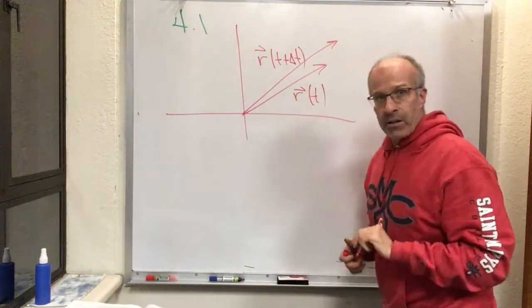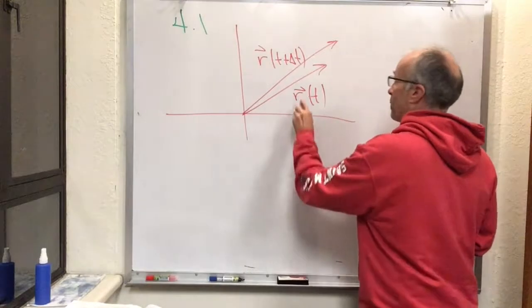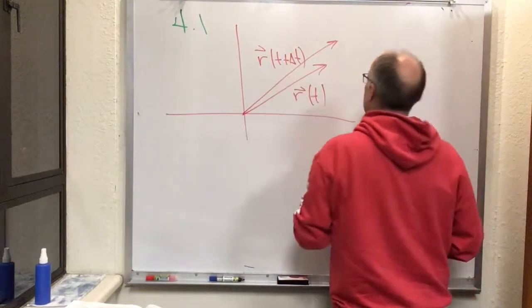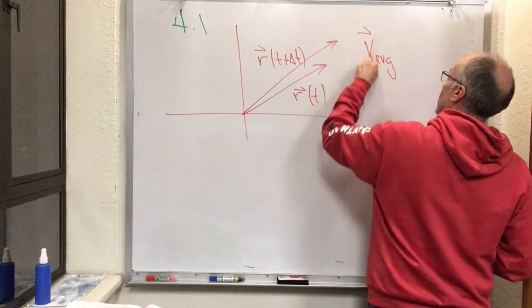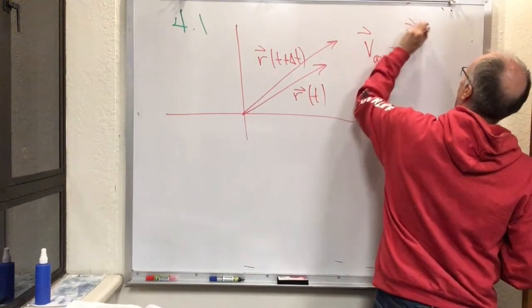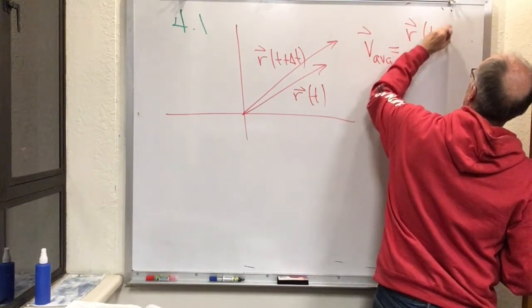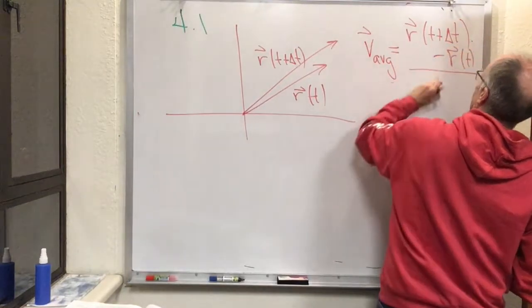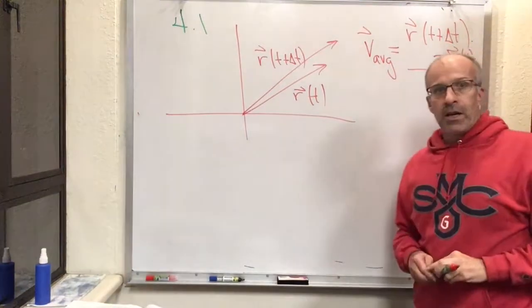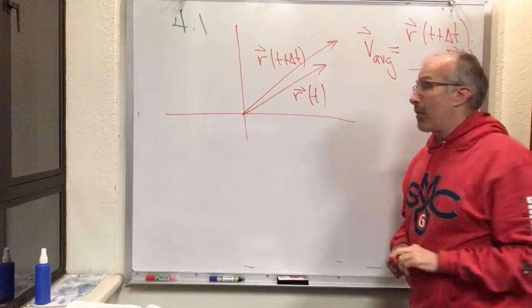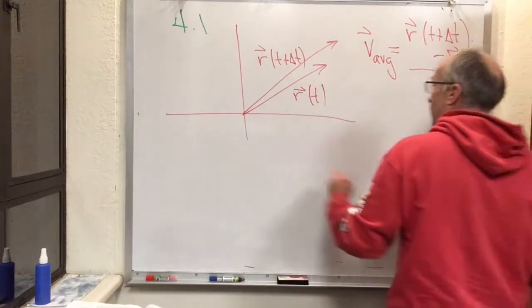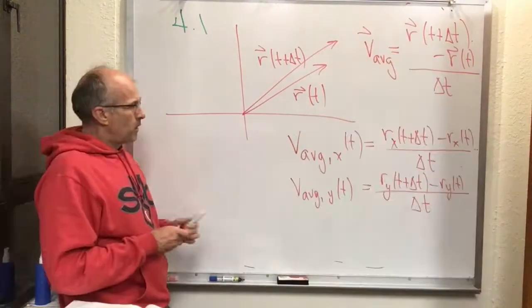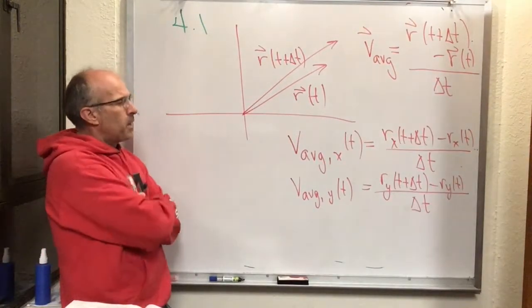And we know how to construct the average velocity from here to here. That's v average, which is a vector, is r at t plus delta t minus r at t over delta t. Now you can break this equation down into components. If you break it down into components, what you get is these two equations.